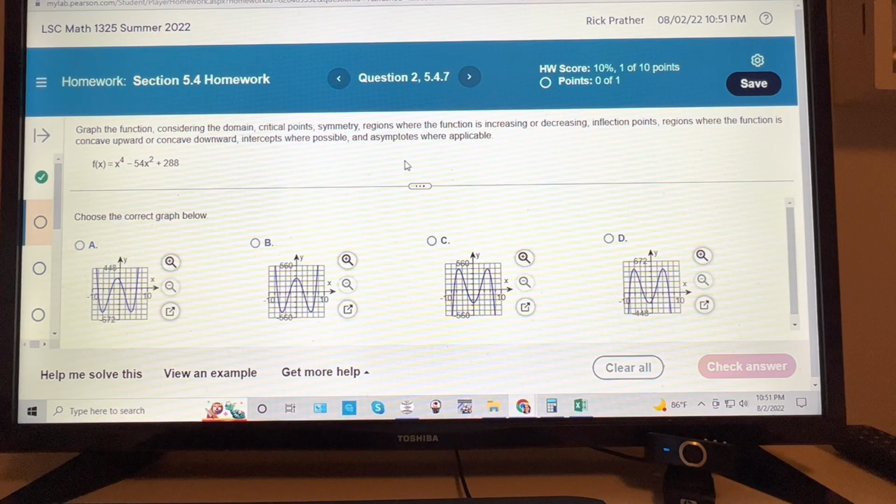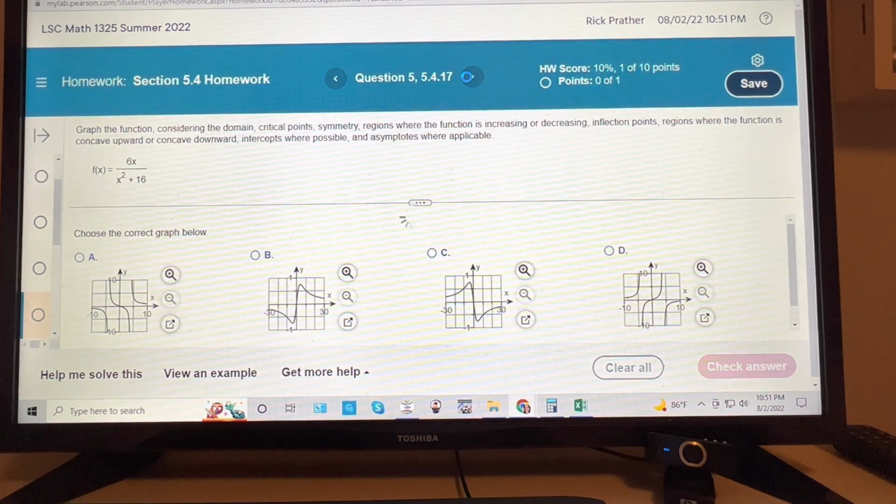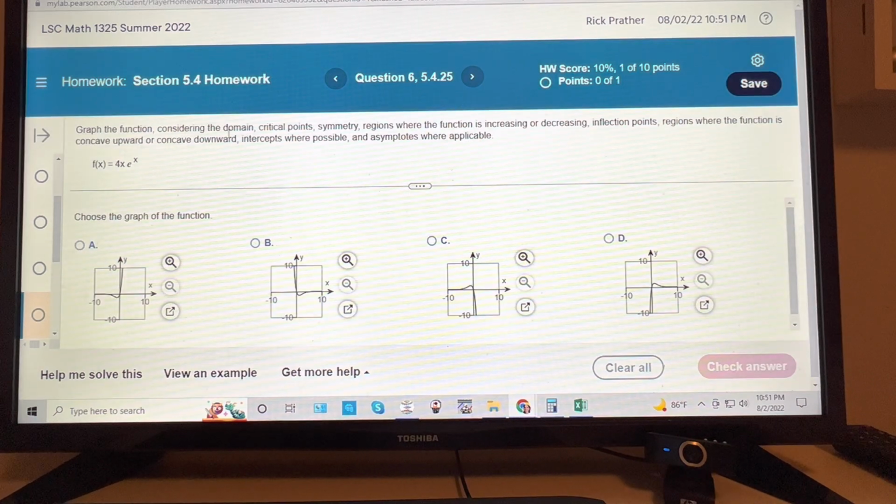So pretty much similar here and here. Just see if any of these are different, because the directions are the same in all of these. You're just doing all that stuff like checking your domain, critical points, symmetry, when it's increasing, decreasing, inflection points, when it's concave up or down, intercepts, all that helps you to do a graph potentially.